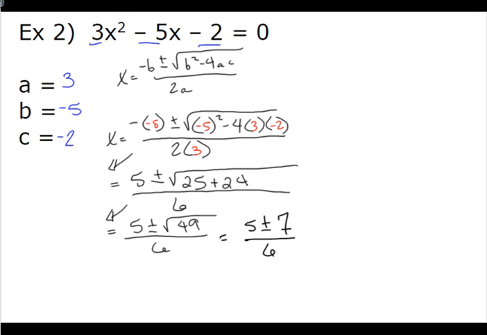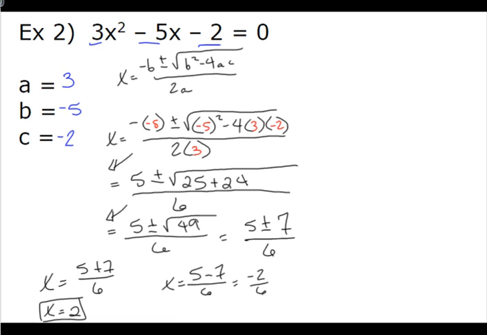7 over 6. So therefore I have to separate these as x equals 5 plus 7 over 6, and x is equal to 5 minus 7 over 6, and I'll have two distinct rational answers. Well, 5 plus 7 is 12, and 12 divided by 6 is 2, so x is equal to 2. My second one here, 5 minus 7, that's negative 2, so I now have negative 2 over 6, so x is equal to negative 1/3. And there are two solutions.